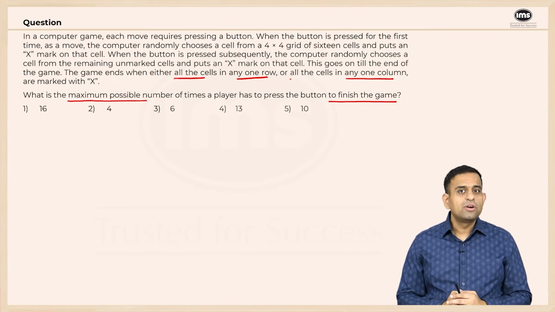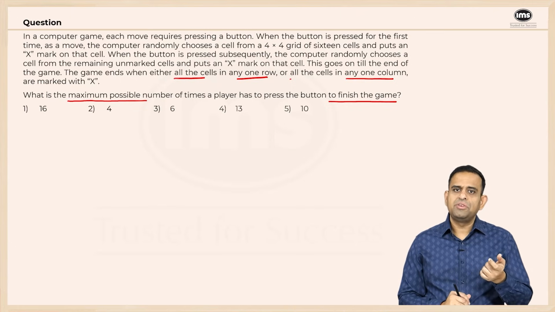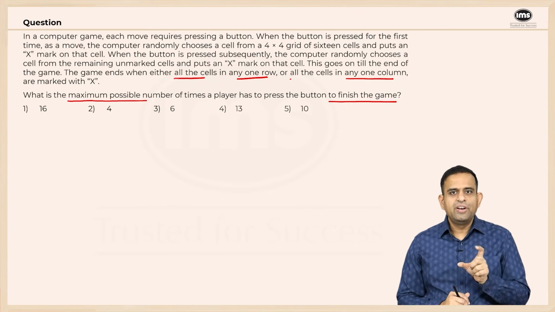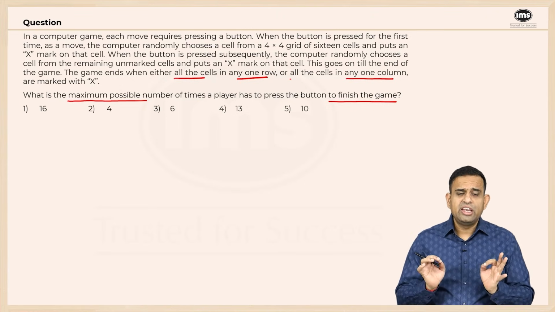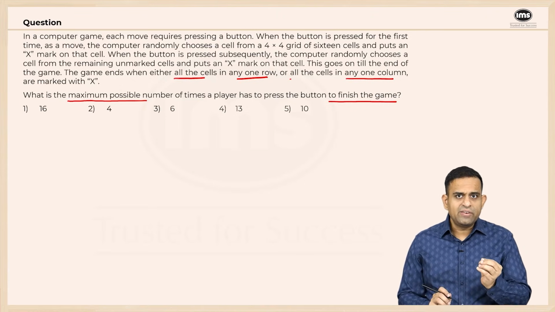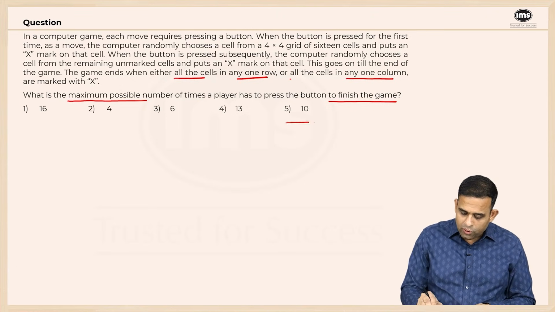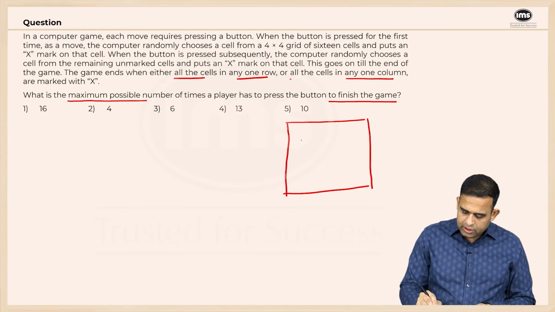So you want a situation where every row contains 3 X's, and every column also contains 3 X's, and at that point the game is not going to end. So I will take a very simplistic scenario. Suppose I draw a rough diagram, creating a 4 cross 4 grid.